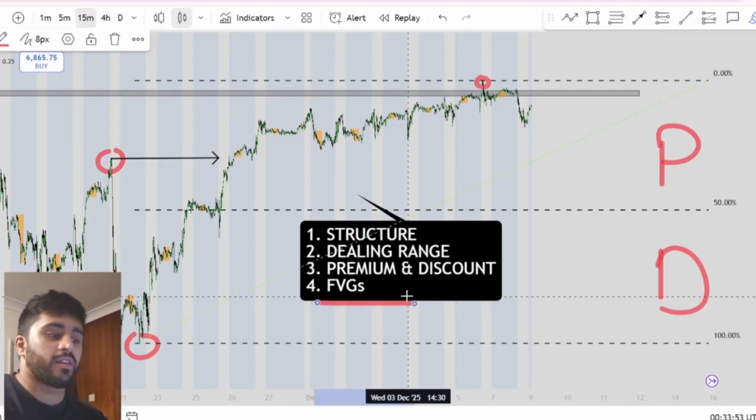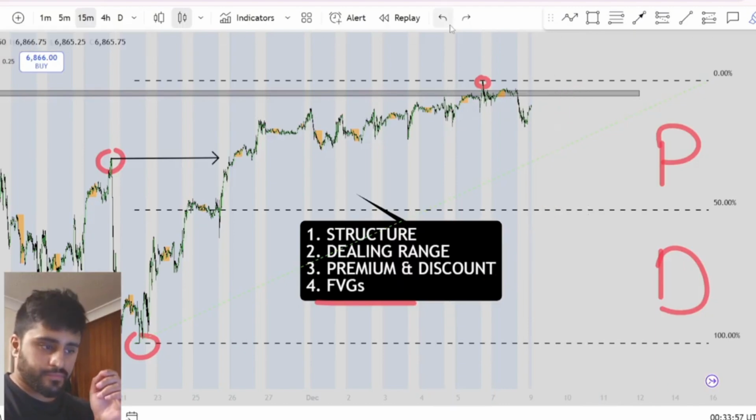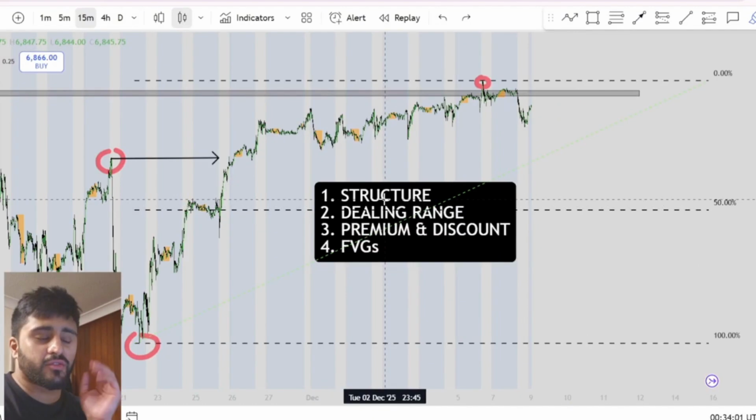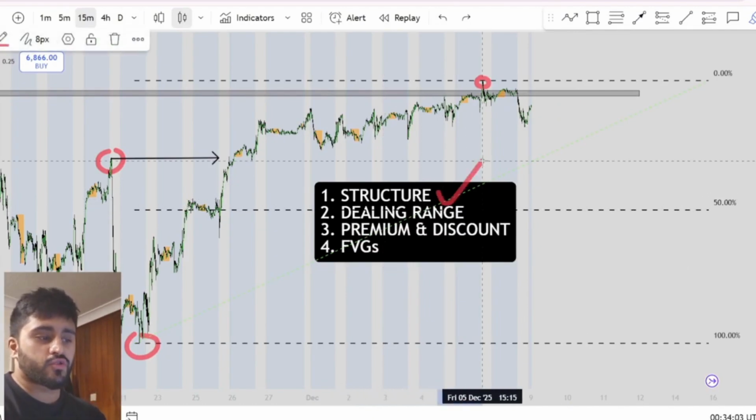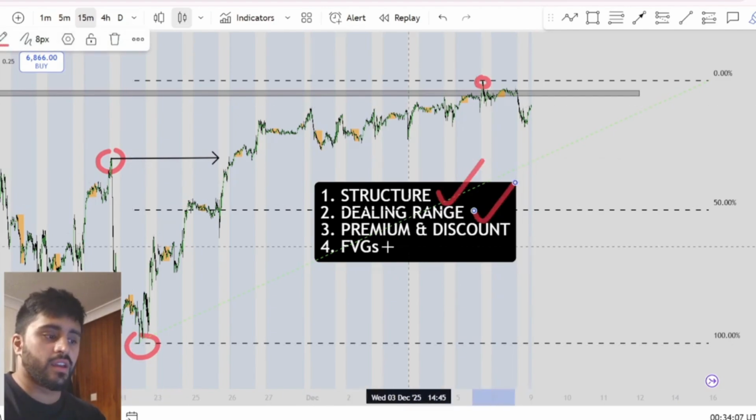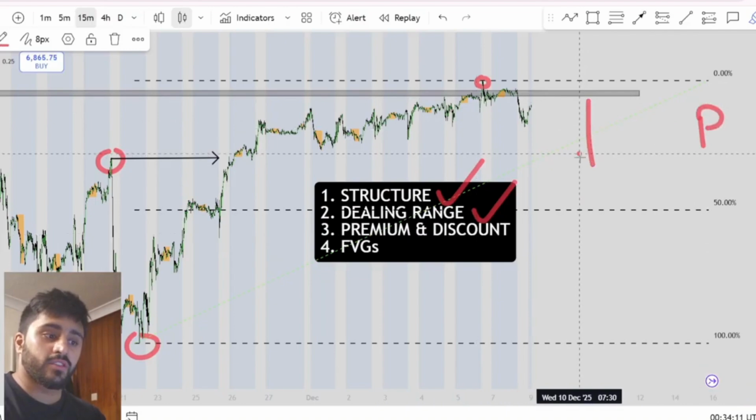And we have our fair value gap, which actually derives our key level. And this is where the entry model becomes super mechanical. So you want to have these 4 things ticked off. Have you got your structure, highs and lows? Yes. What's your dealing range? The most recent low, the most recent high. Are you in premium or discount? Well, today we were in premium, therefore we're looking to short.